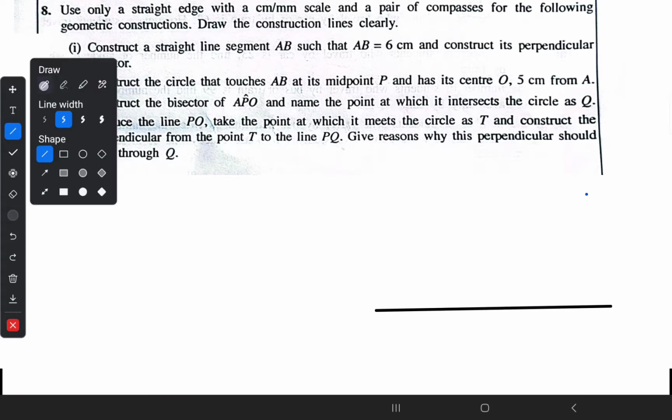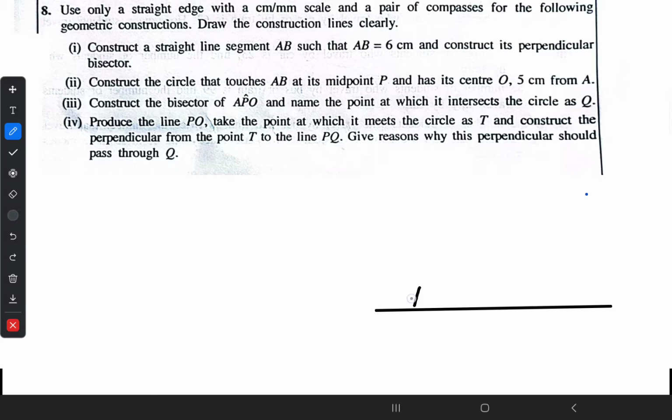Draw an arc. Okay, you should place your needle at here. Draw an arc. Place your needle at here and draw another arc. And now you have AB straight line segment which is equal to 6 centimeter in length. Thereafter, you should draw the perpendicular bisector of this construction as well.